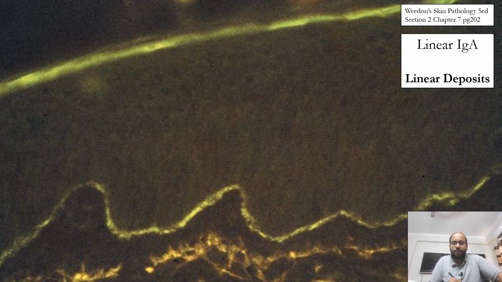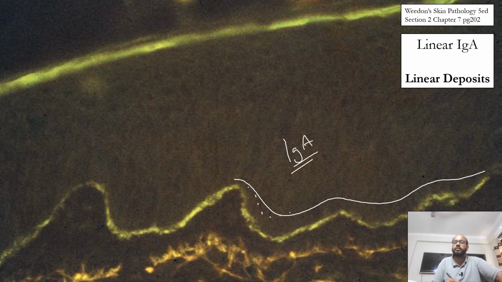This linear IgA deposit, compare it with what you have seen in dermatitis herpetiformis. In that you had granular areas, okay? But here you have a linear, unbroken line, okay? And you have stained for IgA. So linear IgA group of disorders or LIGA. Let's move forward.